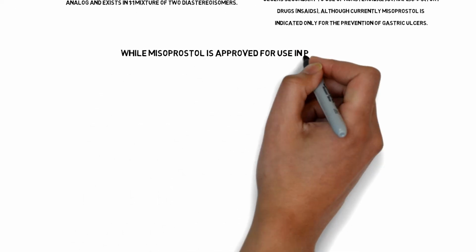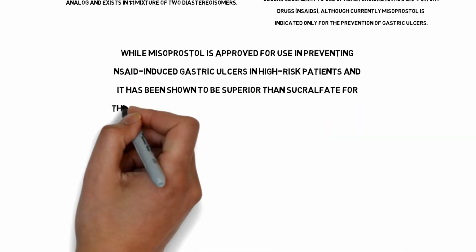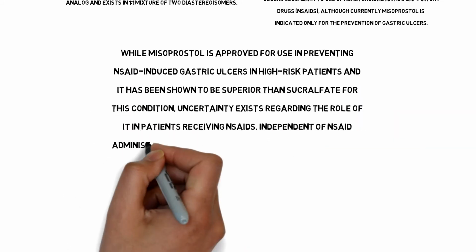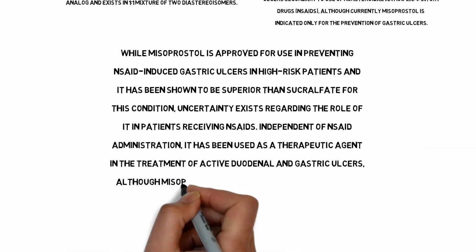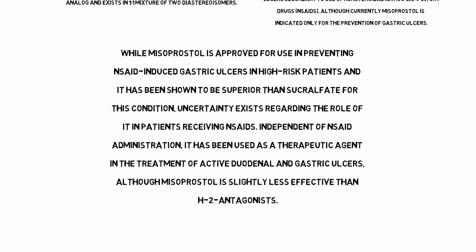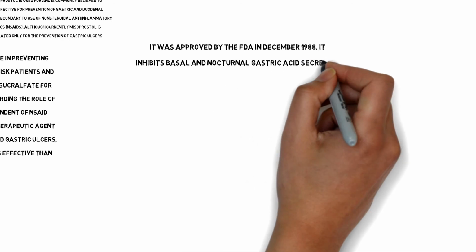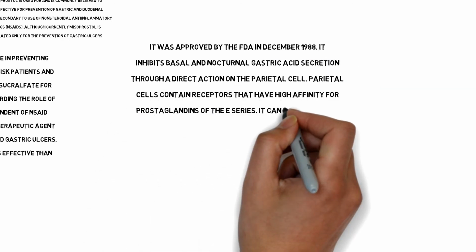While misoprostol is approved for use in preventing NSAID-induced gastric ulcers in high-risk patients, and it has been shown to be superior to sucralfate for this condition, uncertainty exists regarding the role of it in patients receiving NSAIDs. Independent of NSAID administration, it has been used as a therapeutic agent in the treatment of active duodenal and gastric ulcers, although misoprostol is slightly less effective than H2 antagonists. It was approved by the FDA in December 1988.